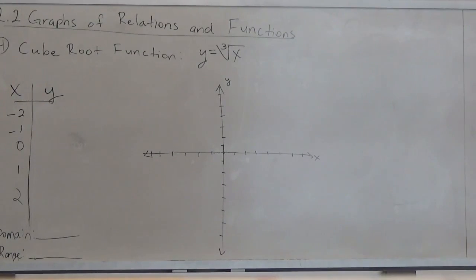Function 4 is the cube root function. y equals the cube root of x. Again, I would like you to fill in your table and plot the ordered pairs that you find. And then we'll talk about how to draw your graph. So go ahead, pause the video, do your table, and plot your points.